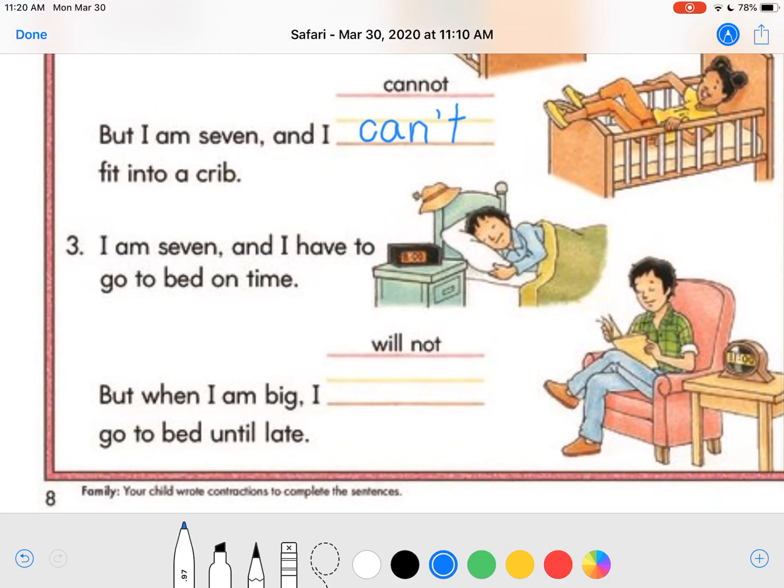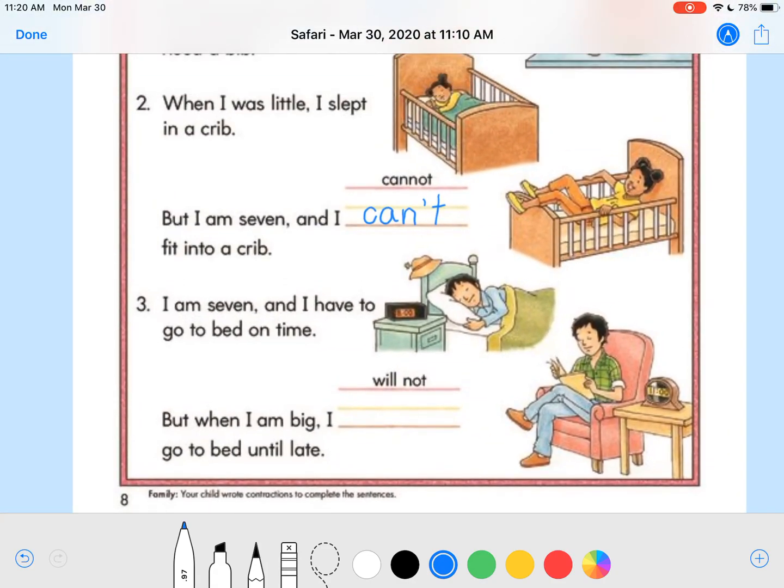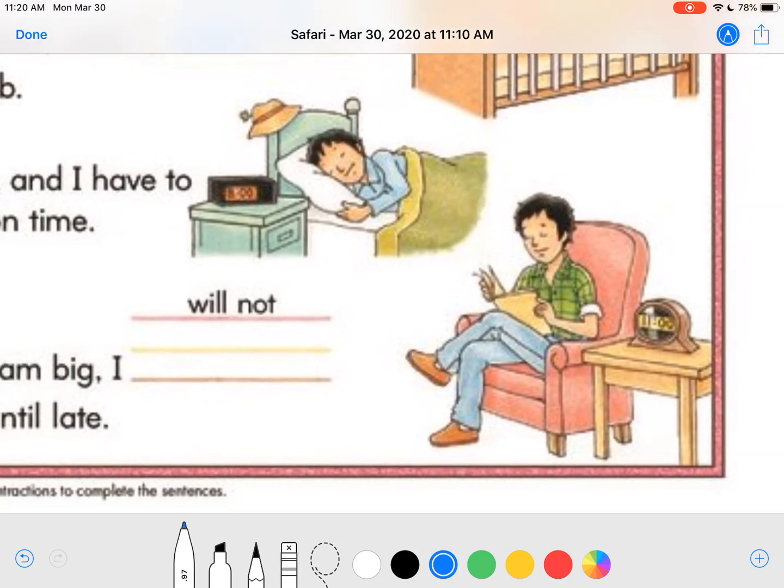Are you making sure to make nice handwriting? I hope so. Number 3. Here we have Fritz. I am 7 and I have to go to bed on time. He's going to bed at 8 o'clock. Is that what time you go to bed? But when I'm big, I will not go to bed until late.